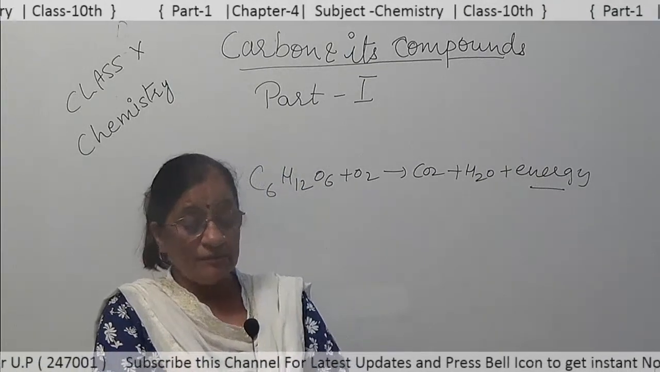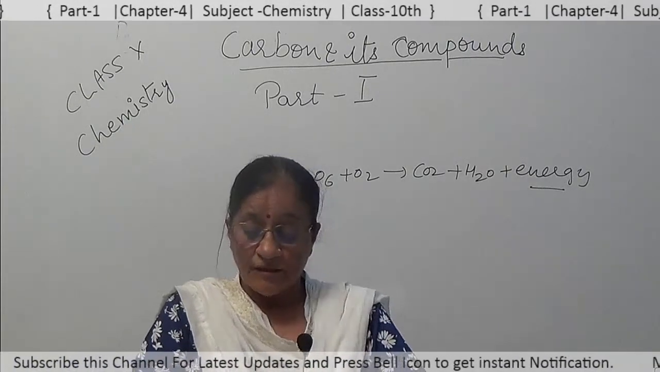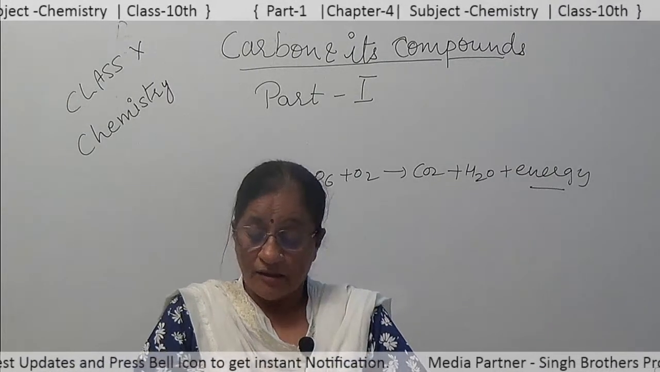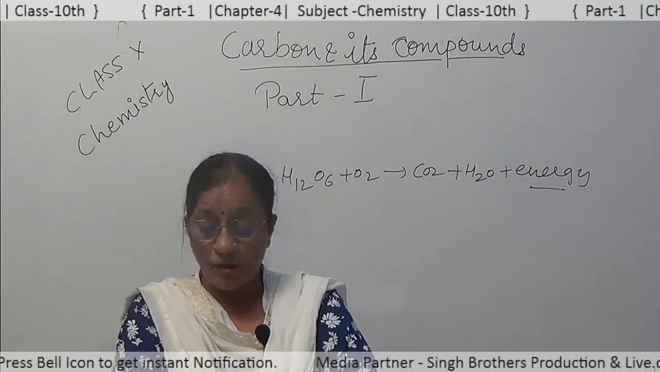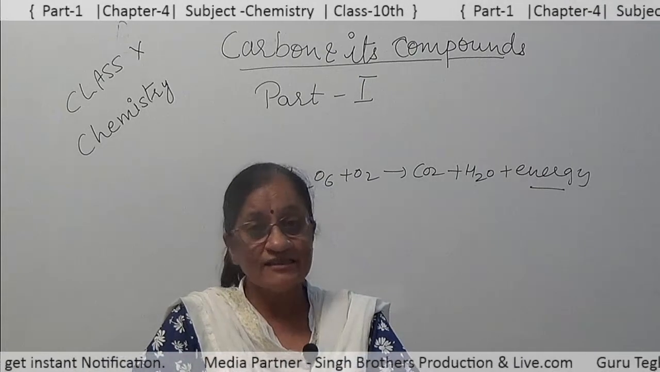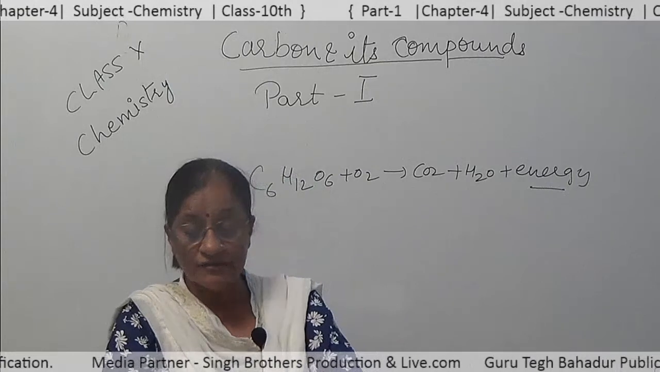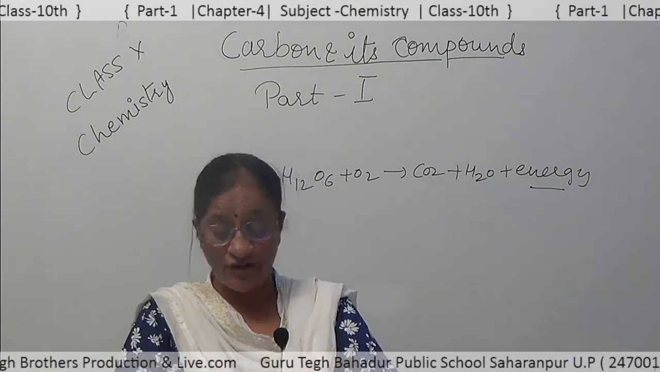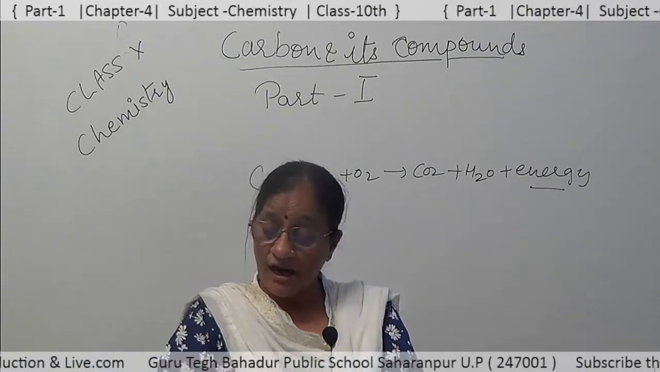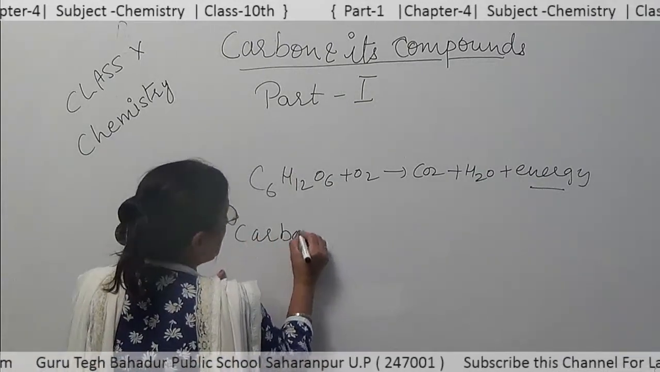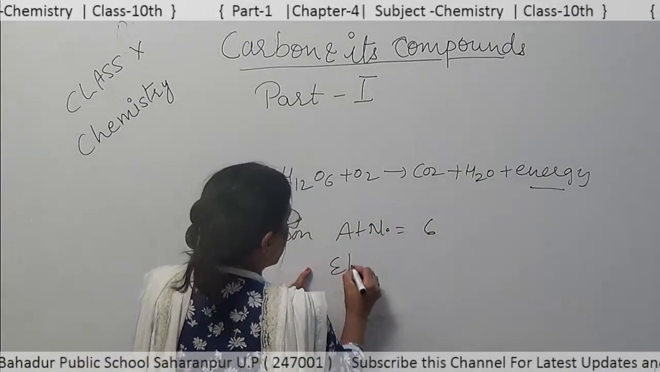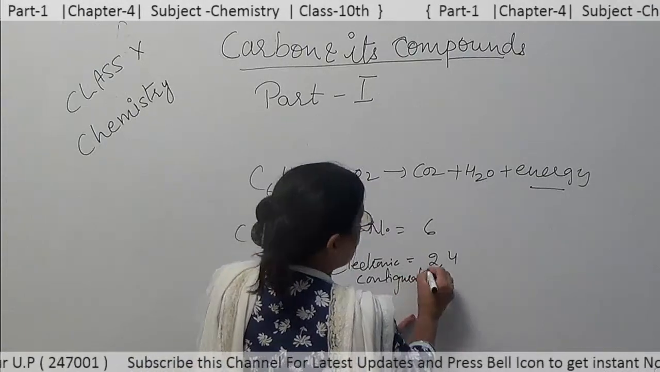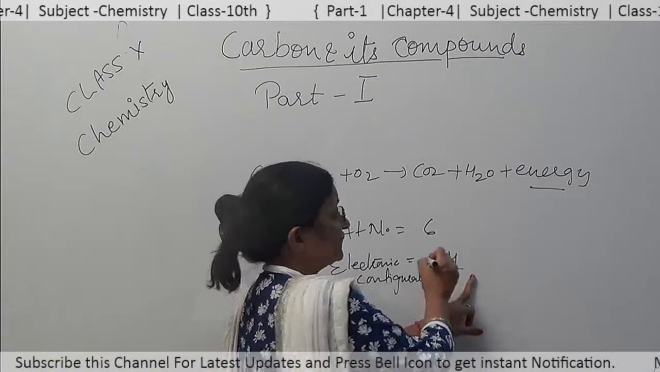So, bonding in carbon. As we have seen in the previous chapter, we talked about the properties of ionic compounds. In ionic compounds, bonding takes place due to oppositely charged ions that attract each other and are held together by strong electrostatic forces of attraction. But in case of carbon, its atomic number is 6. So its electronic configuration is 2, 4.